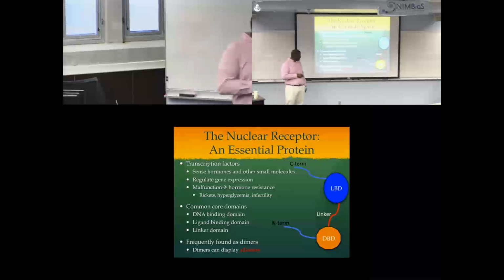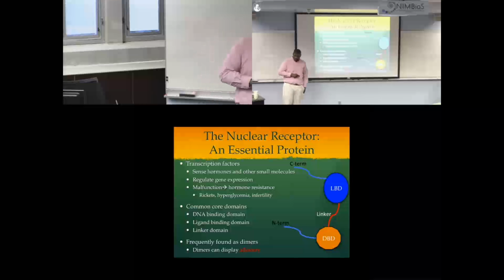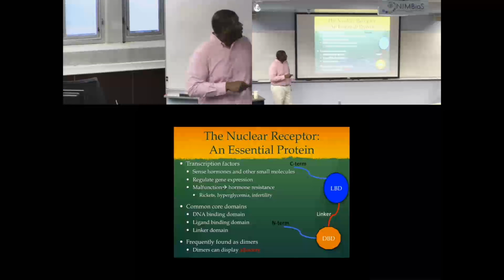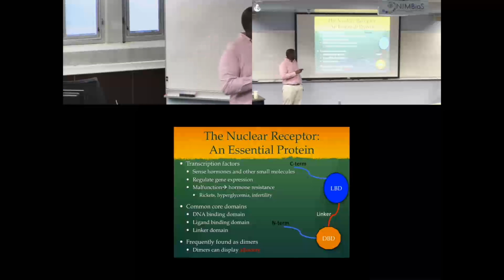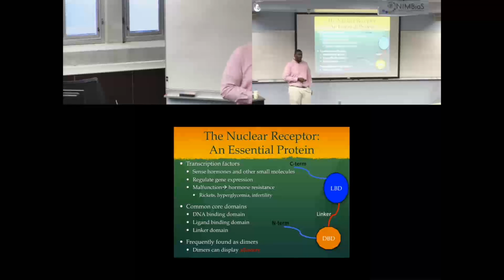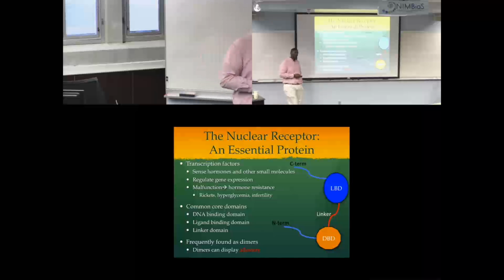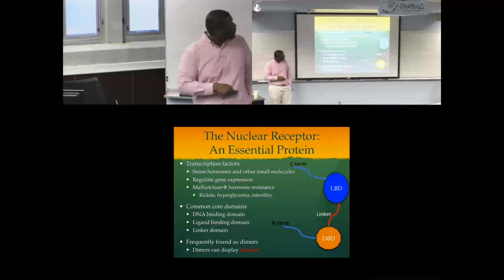Okay, so now we're going to get into one particular protein complex that I like to talk about, that's going to give you a little insight into what I like to do. So this is the nuclear receptors. Nuclear receptors are essential proteins. They're transcription factors. They're able to turn transcription on and off via sensing of some hormone or some small molecule.